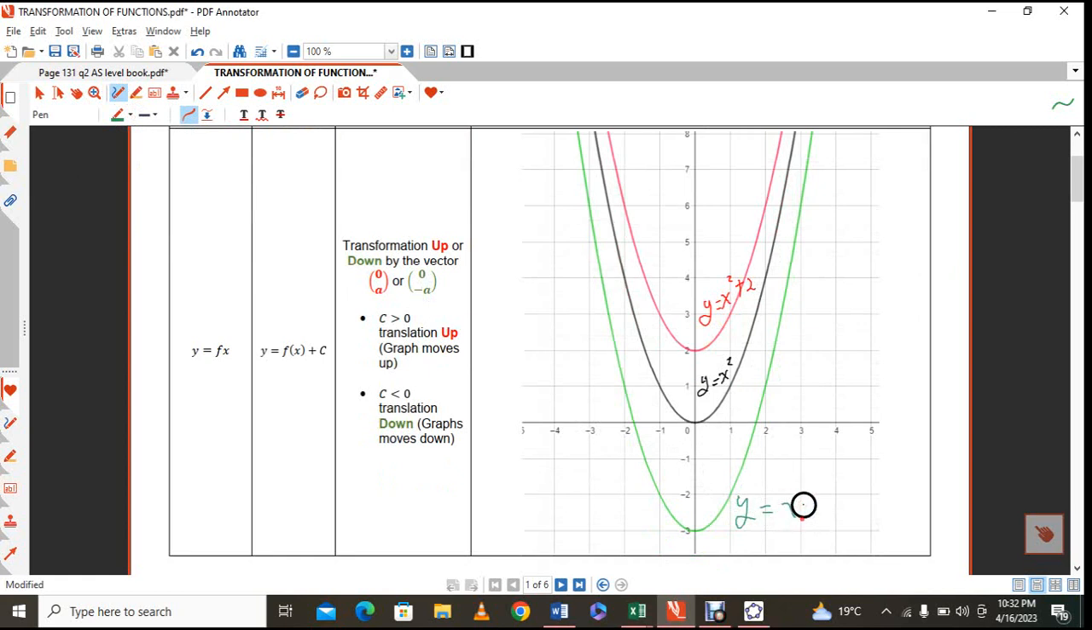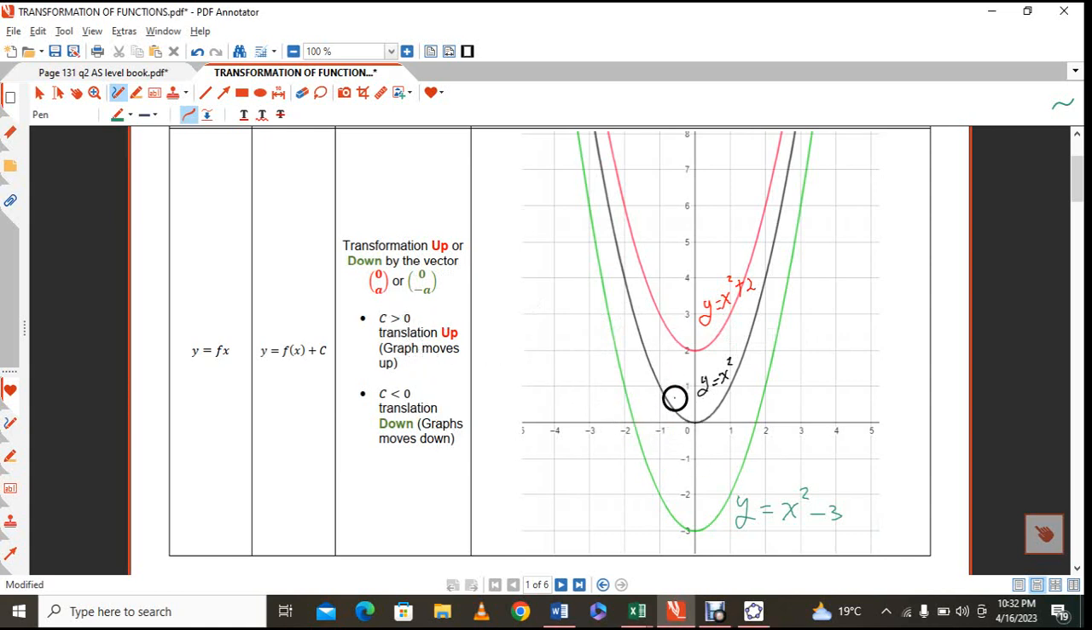So this is y equals x squared minus 3, because you can see it moved three places from the x-axis. Right. So it's very important that you do understand the vector that we are talking about. Of course, the 0 is the x direction, so this particular graph did not move to the left or to the right. It's just an up or down movement of the function.